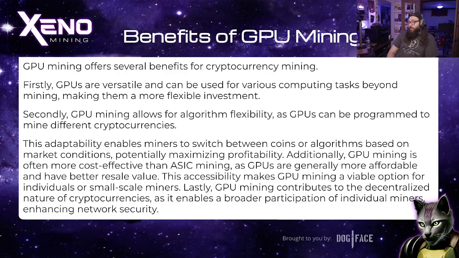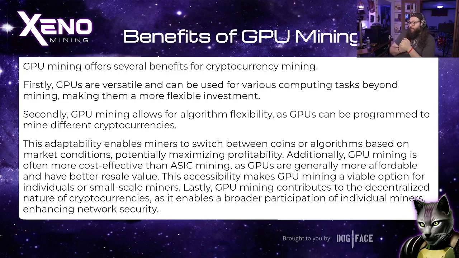Secondly, GPU mining allows for algorithm flexibility, right? Hence why something like NiceHash is so cool. I can mine with NiceHash and mine any different kind of algorithm that's more profitable that day and earn in Bitcoin. That's so cool. You can't do that with an ASIC. The adaptability enables miners to switch between coins or algorithms based on market conditions, potentially maximizing profitability.